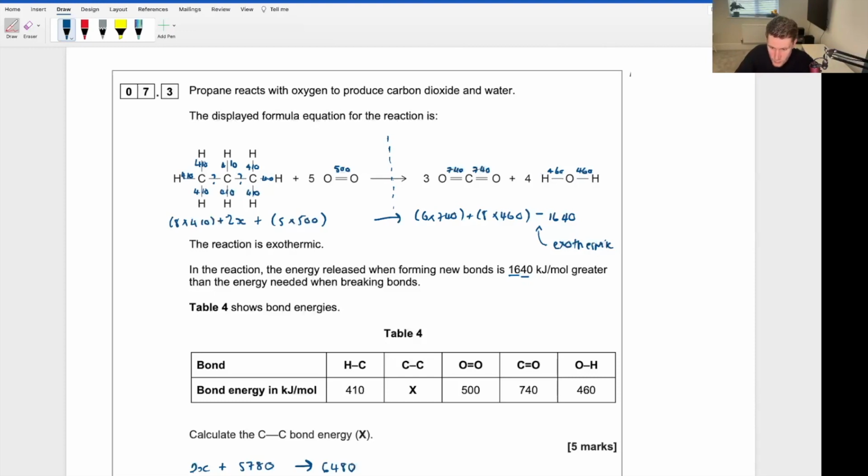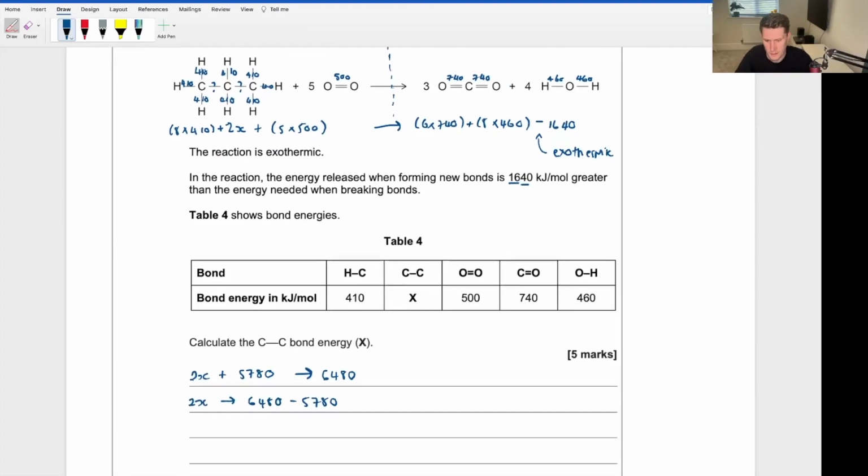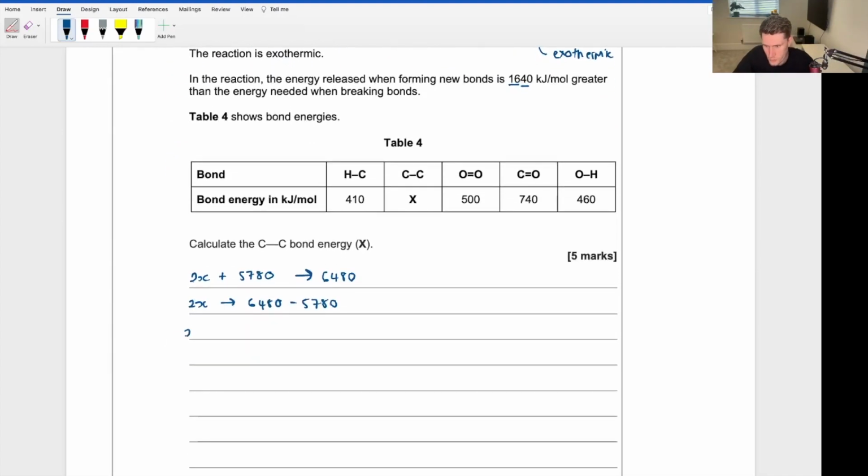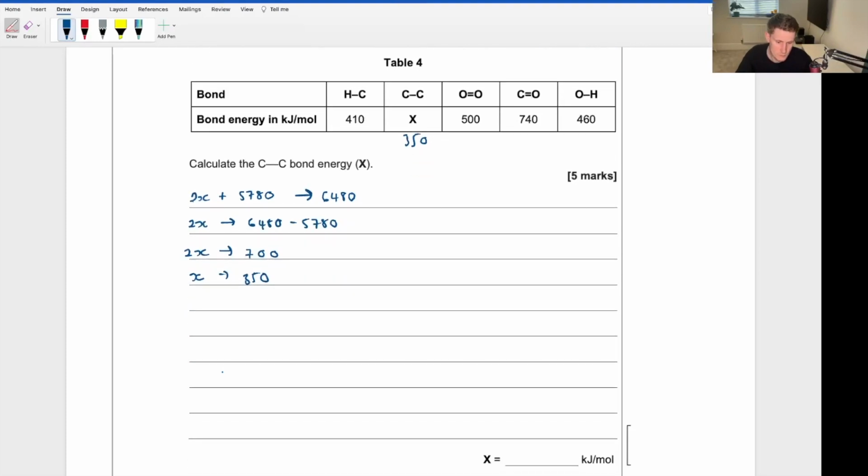So 6480 minus 5780. So 2x will give us 700. But of course we don't want 2x, we just want x. So to find x, we're going to divide 700 by 2, and we get 350. Each one of these is 350. It's given us our units, but we'll write it on for completion, kilojoules per mole.